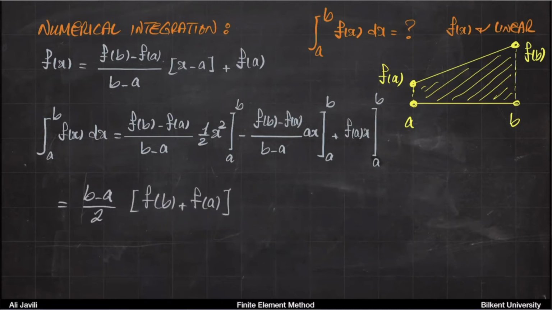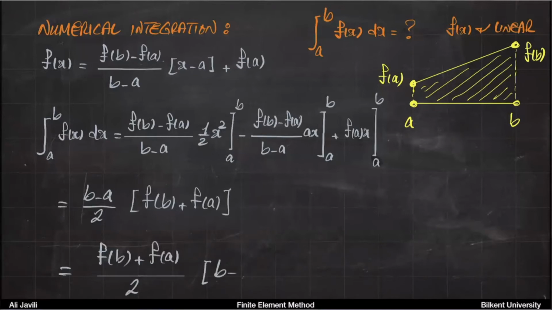Now you can imagine if you just bring the 2 to the first or to the second integral, you can write it like this: f of b plus f of a divided by 2 times b minus a. Okay, this is what I wanted to have from the beginning.